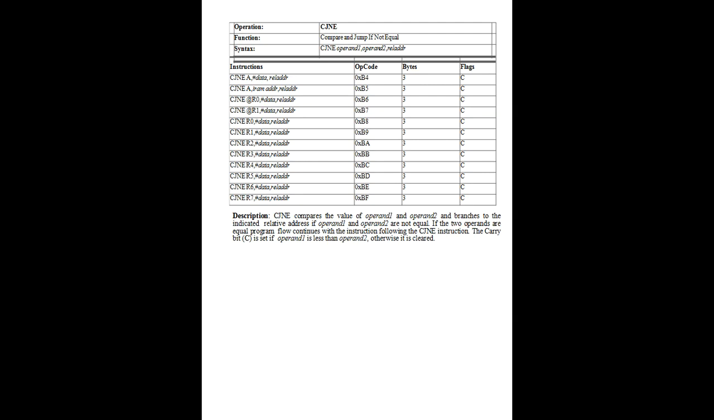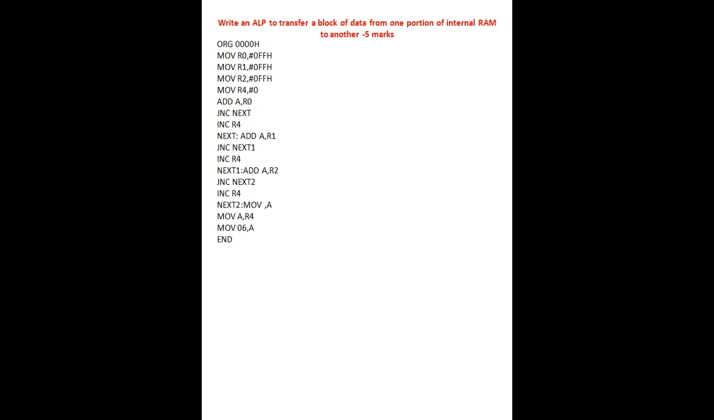This is CJNE, compare and jump if not equal. There are different ways to declare the compare instruction with different addressing modes. It compares both operand 1 and operand 2. If both are not equal, it is going to take the jump. Otherwise, the condition becomes false, and it is going to execute the next instruction, which is written after the CJNE.